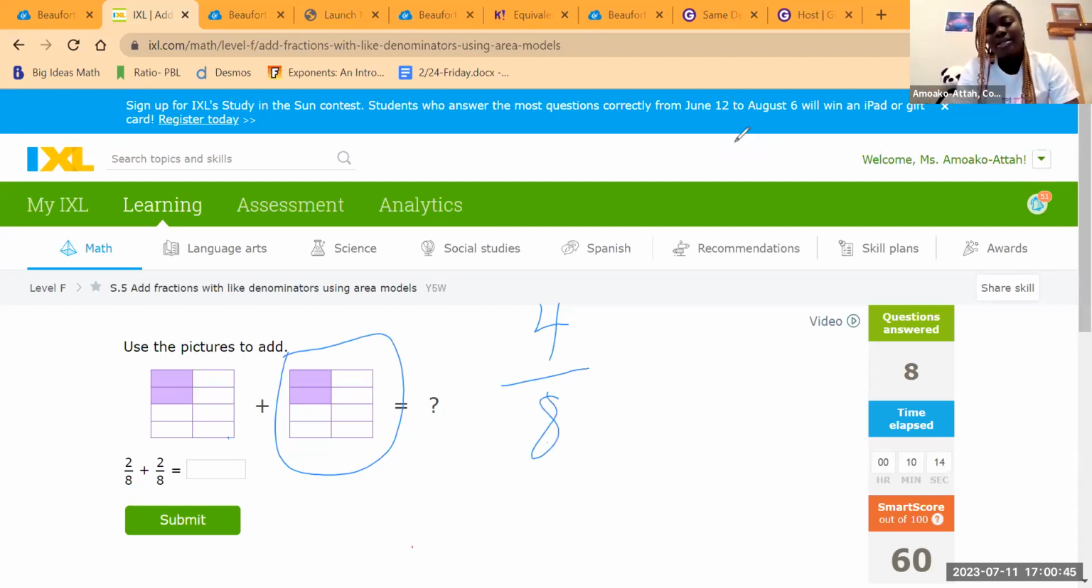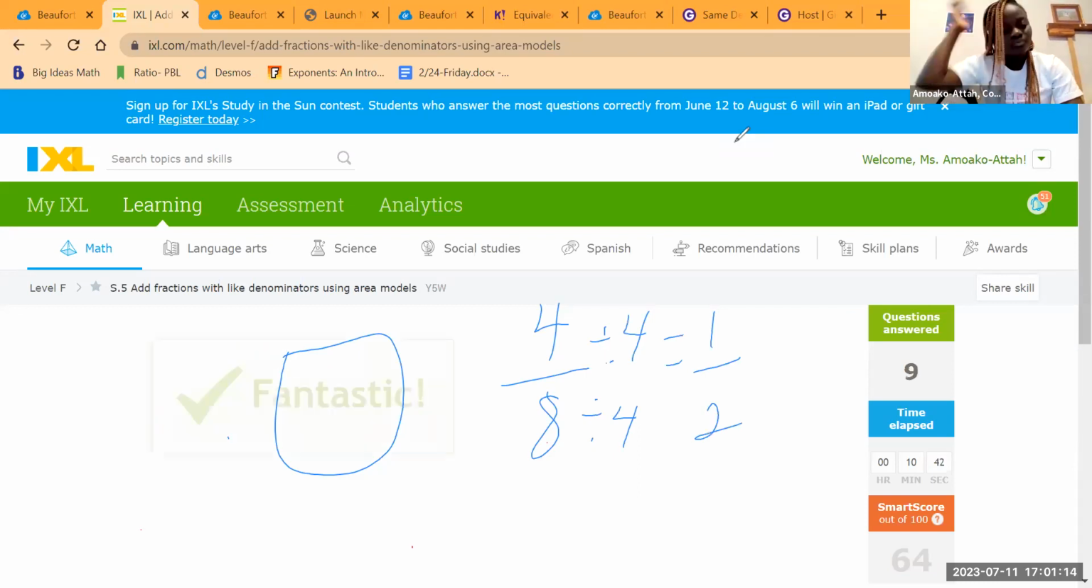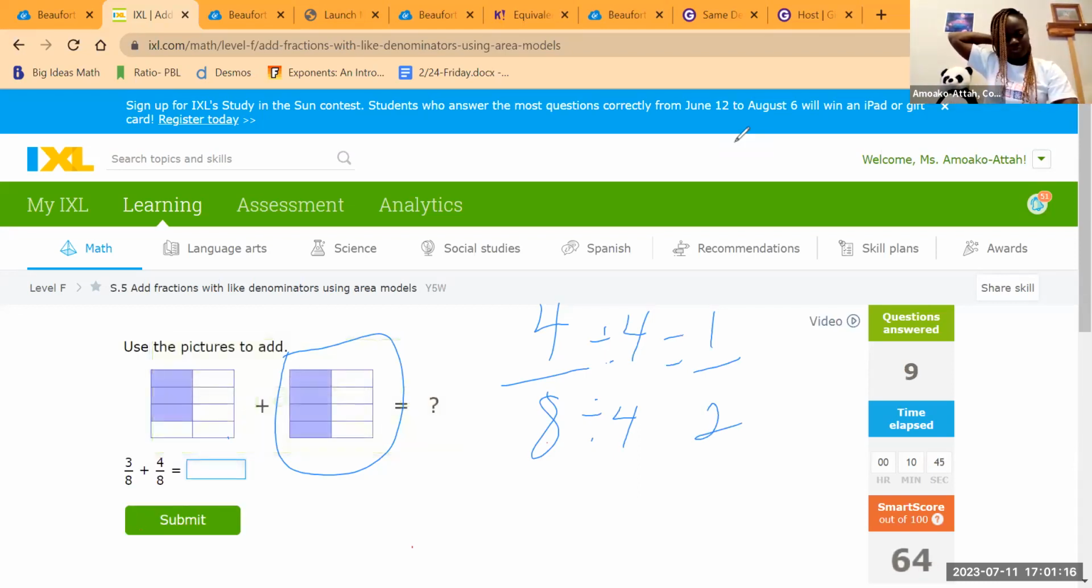Can you reduce this to the simplest form? Yes, you can. You choose a common number, and I am choosing 4 as my common number. 4 over here, 4 over here. Now 4 divided by 4 is 1. 8 divided by 4 is 2. So I'm getting 1/2 as my final answer. 1/2. Perfect. Good. All right.